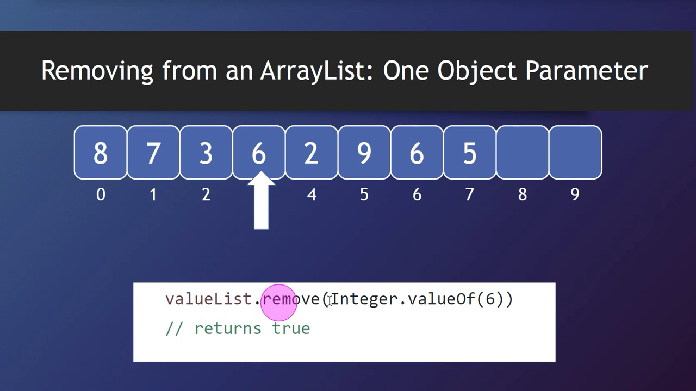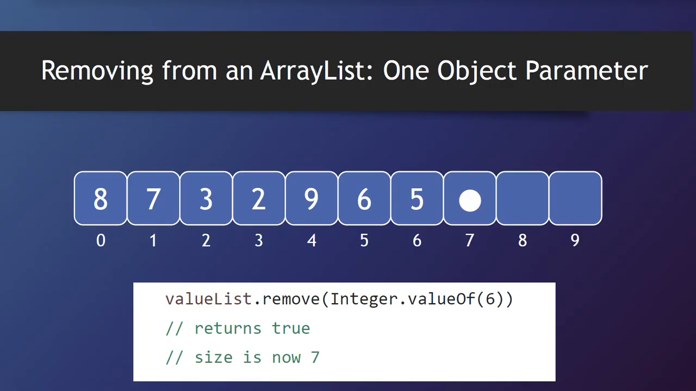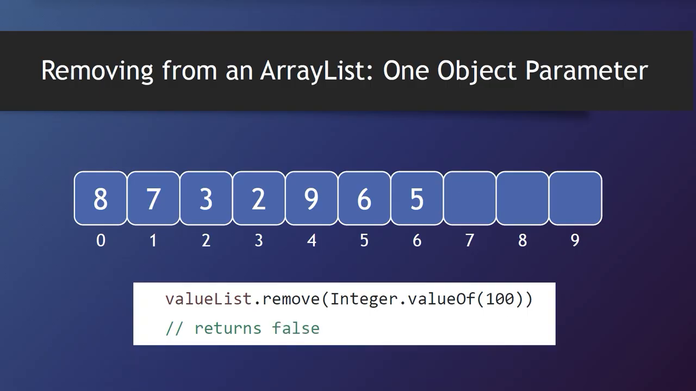So first of all, this method will return true because it found the 6, and then we'll go through and shift to cover up the gap. So this 2 will move into where the 6 used to be. The 9 will move to where the 2 used to be. That second 6 will move to where the 9 was. 5 will move to where the 6 was. And now the last space in the list will be null, and the list is 1 smaller. So the list size is now 7. If we were to pass in a value that does not exist on the list, like 100 for example, this method will return false.